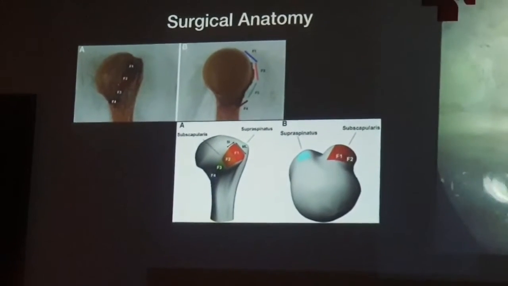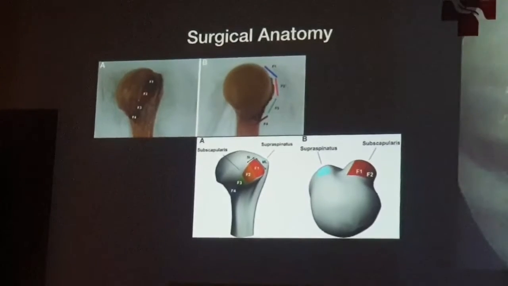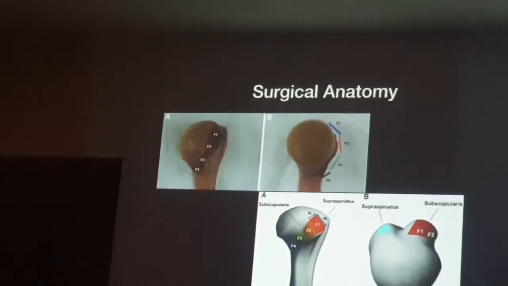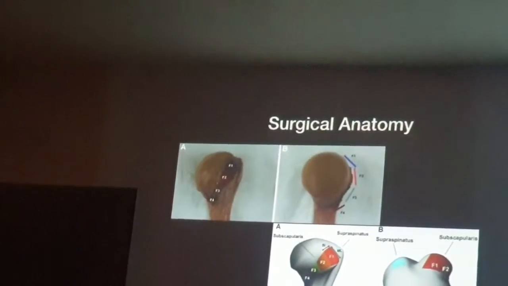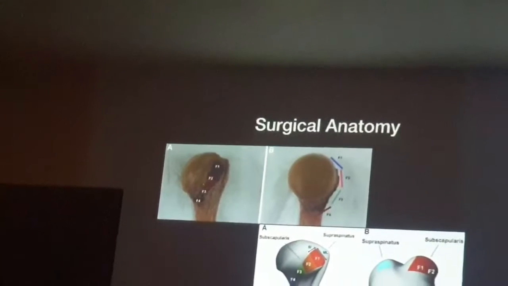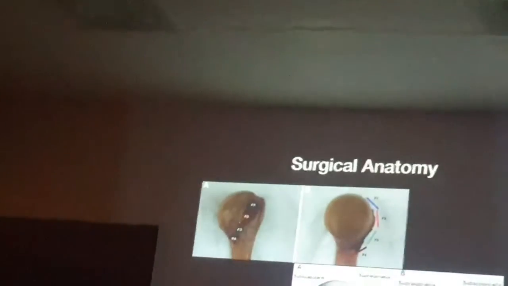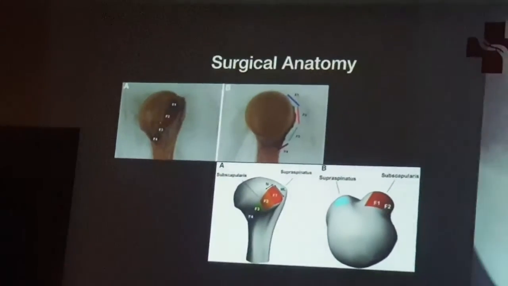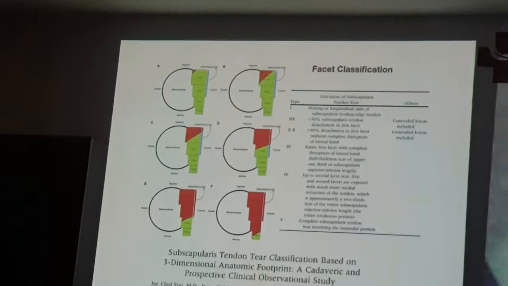A good article in the Journal of Arthroscopy by my boss from Seoul, Korea: he has done a very good cadaveric study on how the subscapularis is attached on the lesser tuberosity, and they have divided the lesser tuberosity into 4 facets, 1, 2, 3, 4. Most of the tears are in the first 2 facets, and if it extends below, that means the muscular part is also torn. So according to that, they have classified the subscap tears.